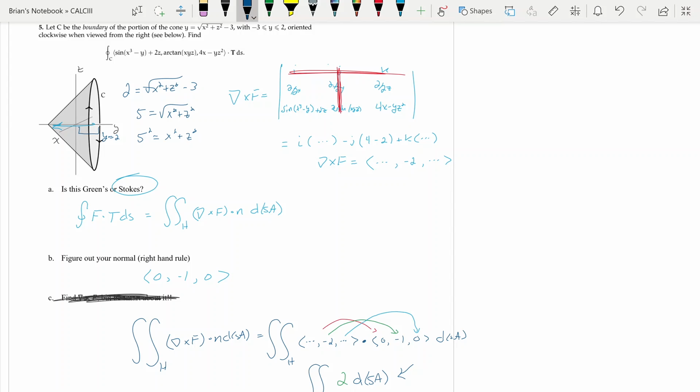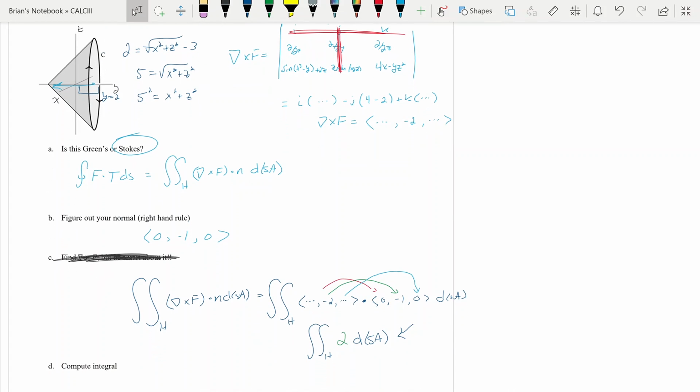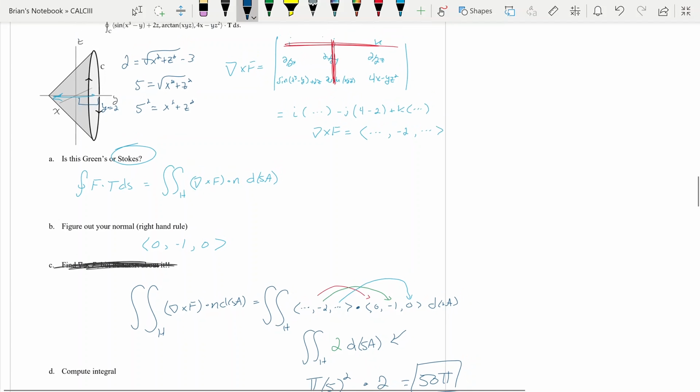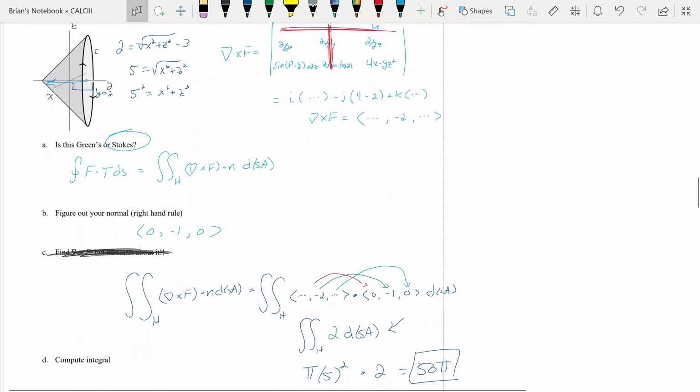So 5 squared, that's the radius, right? 5. So we have a radius of 5. With a radius of 5, our surface area is just going to be pi times 5 squared times the 2 that we already have, which is 50 pi. So that would be the final answer. Not much Stokes in that, just a little bit of geometry. But yes.